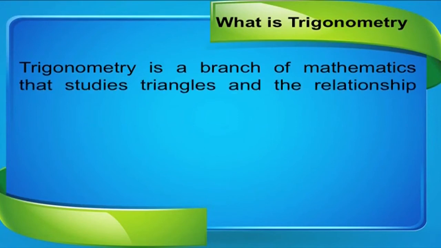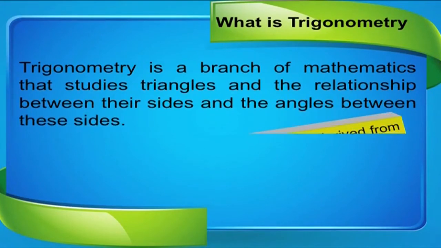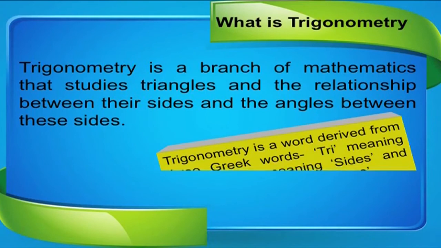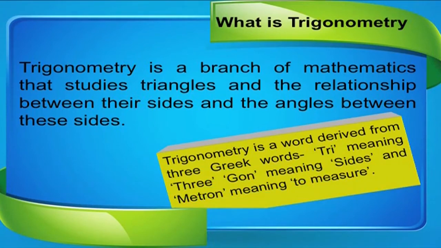Trigonometry is a branch of mathematics that studies triangles and the relationship between their sides and the angles between these sides. This word is derived from three Greek words. Tri means three, gon means sides, and metron means to measure. So we are going to measure the three sides of the triangle.